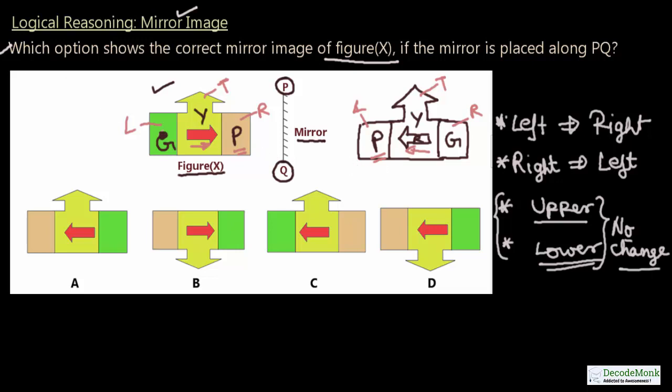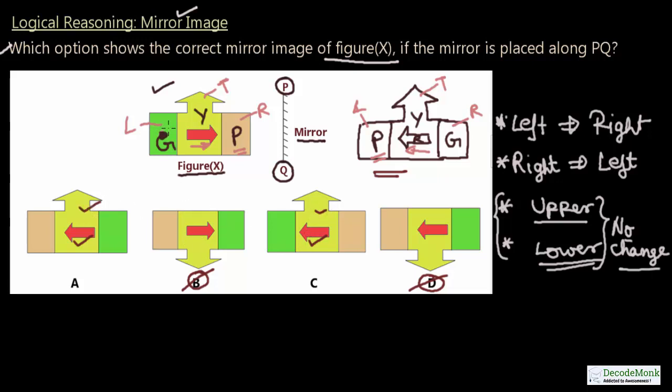So now let us try to figure out which option is the right option. As you see, for option B and option D, the yellow arrow is pointing downwards. So as discussed, the upper and lower portion does not change. So this B and D we can eliminate. For option A, we see that the upper arrow is rightly matched with our answer. Then option A and option C, the arrow is pointing right side in the figure X, the arrow is pointing left side in these options too. So this red arrow is also marked correctly.